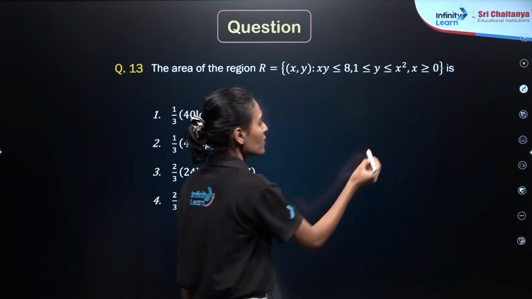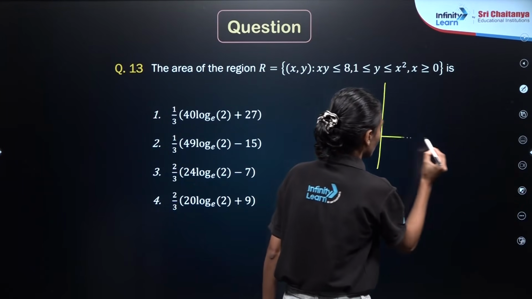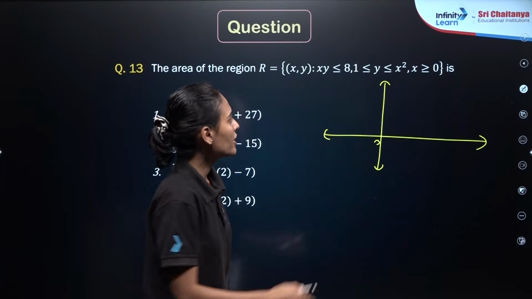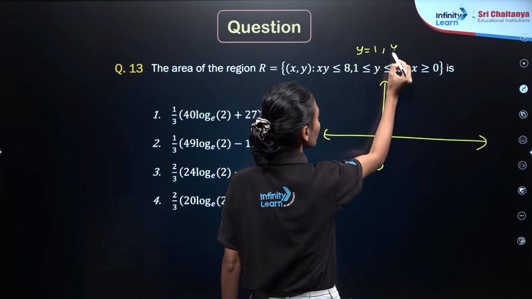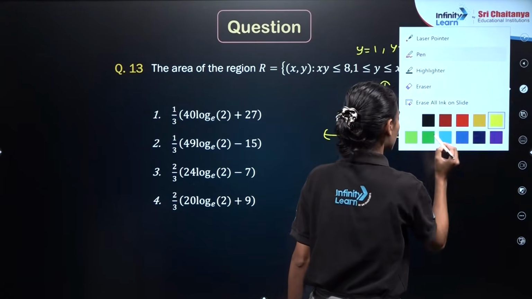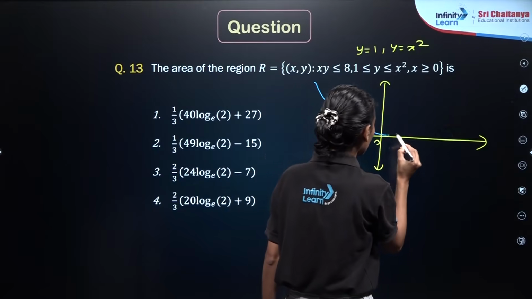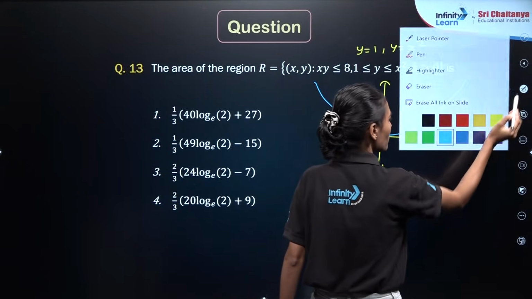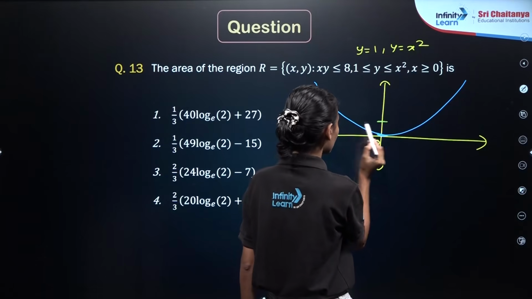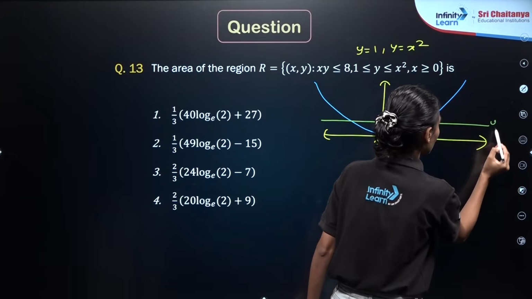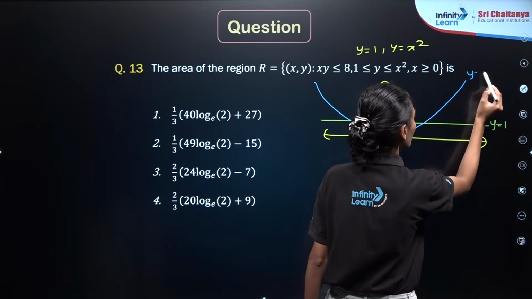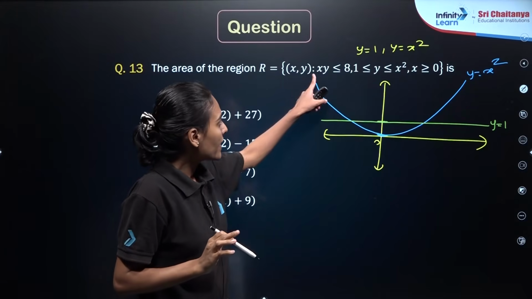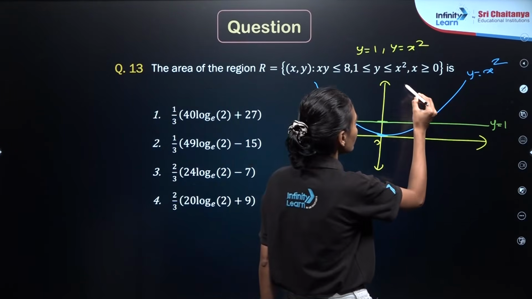So let us see. So here if I draw, here you have, see, you have y as 1 and y as x square. Y as x square means you have a standard parabola which is passing through the origin, right. The vertex is there at the origin. Then you have y equal 1. Y equals 1 means this. This is y equals 1 and this is your y equals x square. And then you have here x into y equals 8, means you will get this term.